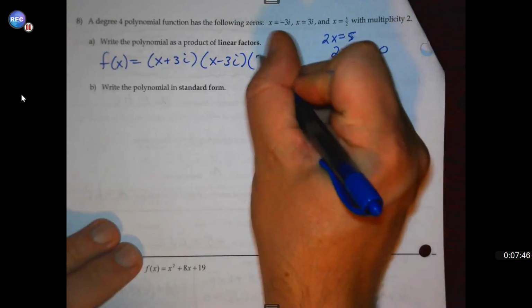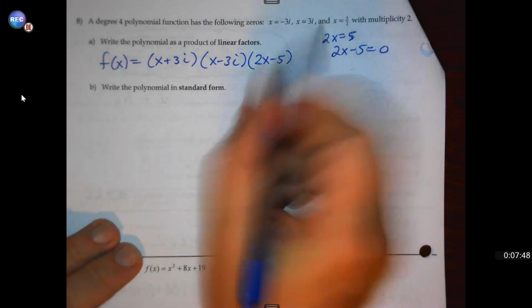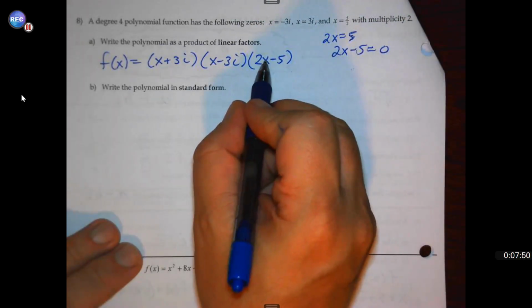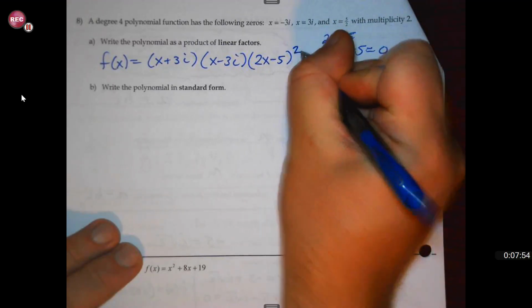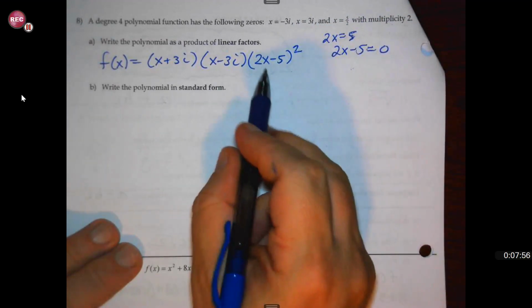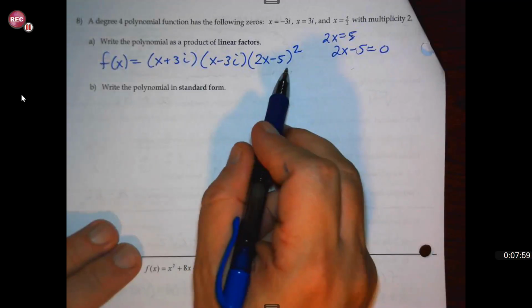Now I'm writing this as a linear factor. It's 2x to the first power, so it's linear. But because it has multiplicity 2, that means the factor is occurring twice. So it's the linear factor, 2x minus 5, two times.